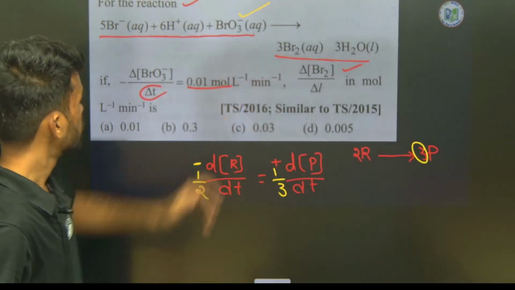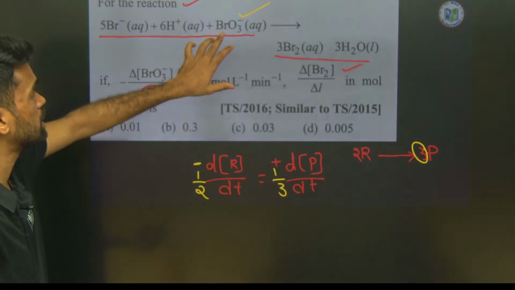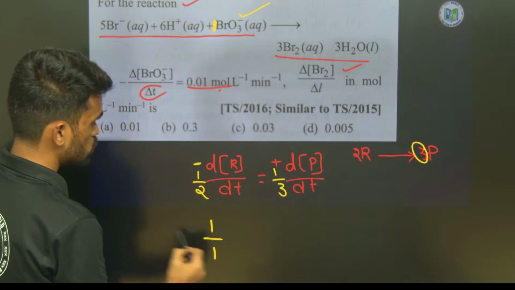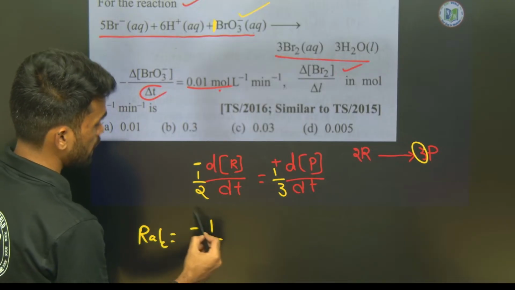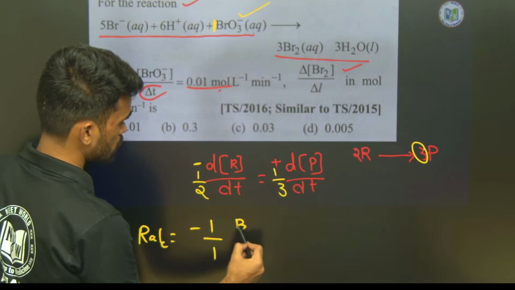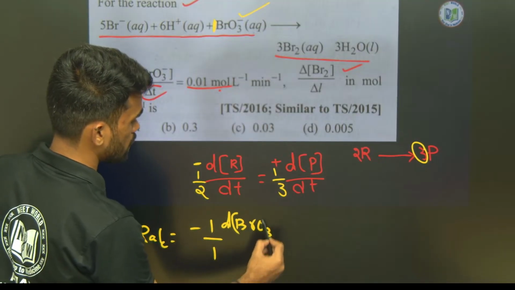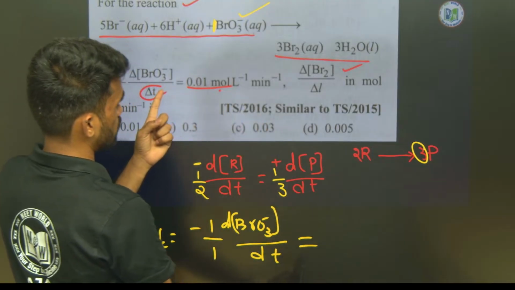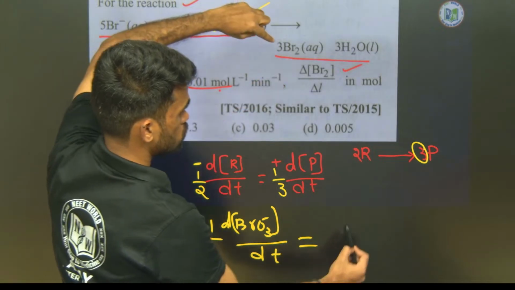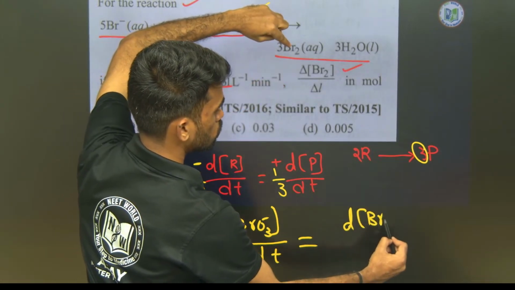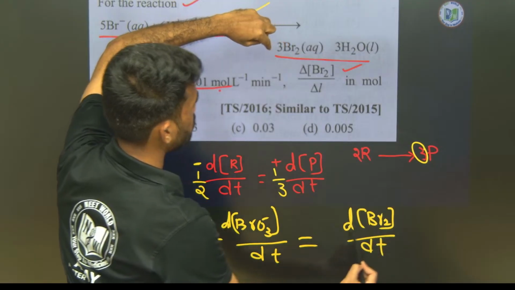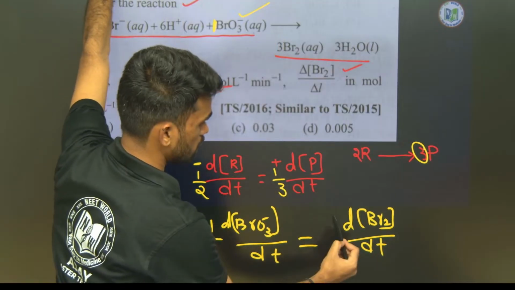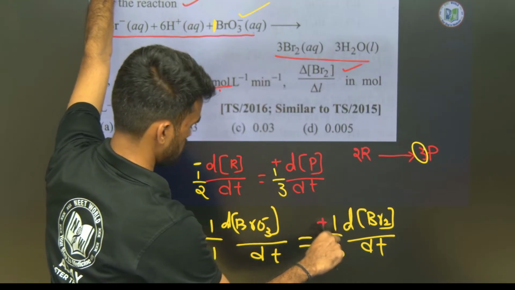So here BrO3 minus is on the reactant side. What is the coefficient here? We have 1. So 1 by 1. I should write rate equals minus 1 by 1 d[BrO3 minus] by dt. This is the reactant side, because that data only they have given. And on the product side we have bromine, so d[Br2] by dt. Product side is positive, and its coefficient here is 3, right? So write here 1 by 3 with a positive sign, and here a negative sign.